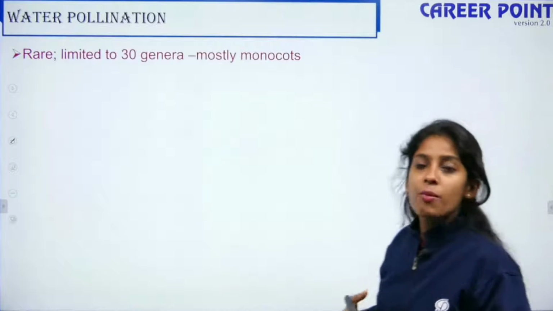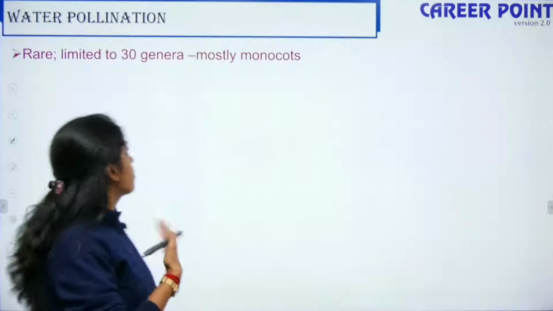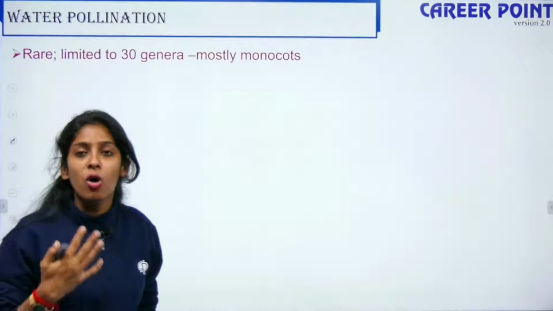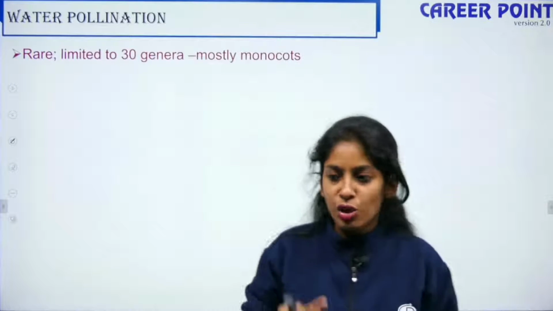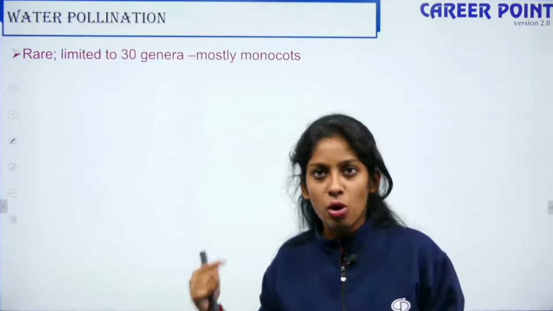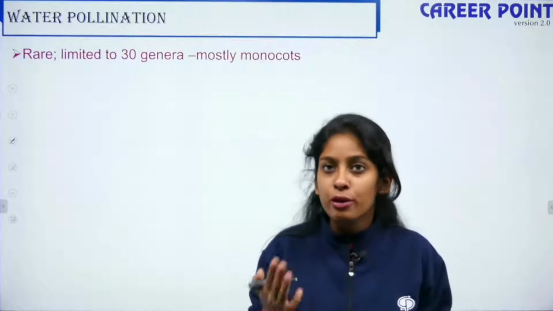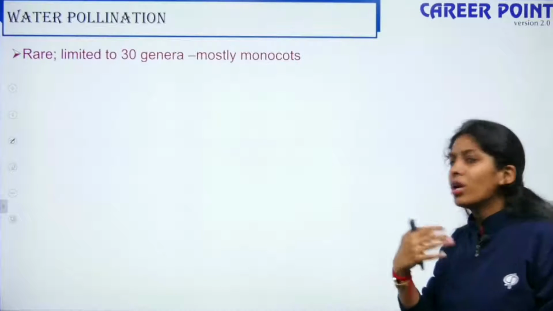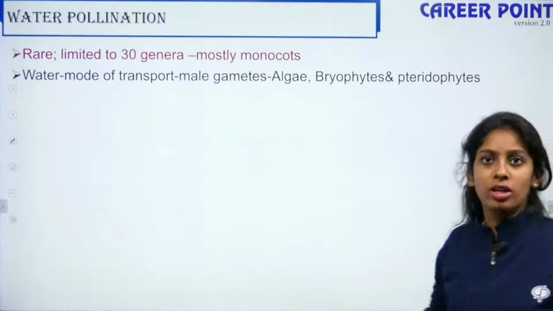But when we talk about water pollination, it is pretty rare. It happens only in 30 genera of monocots. Genera is the plural of genus. You have kingdom, phylum, class, order, family, genus and species, right? So genera is the plural for genus. Only 30 genera of the monocots follow water pollination.